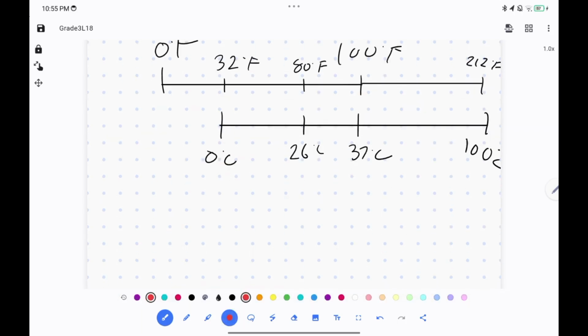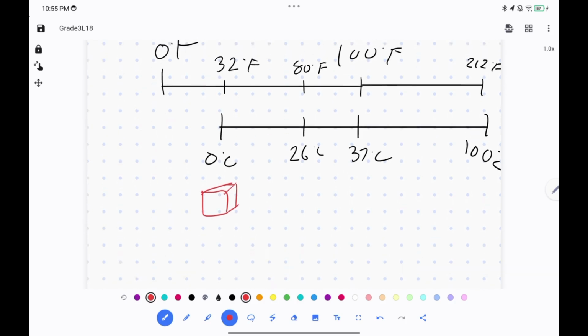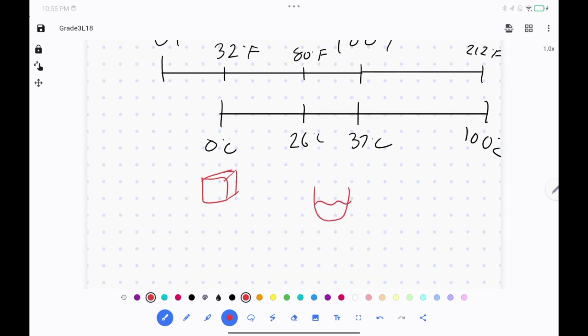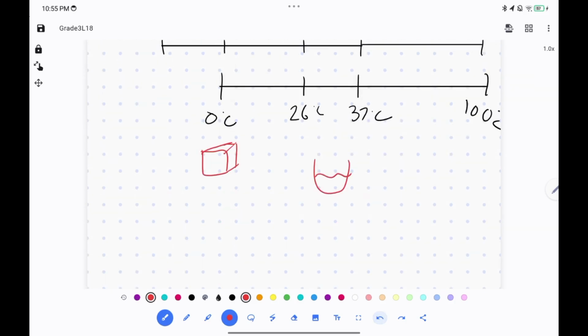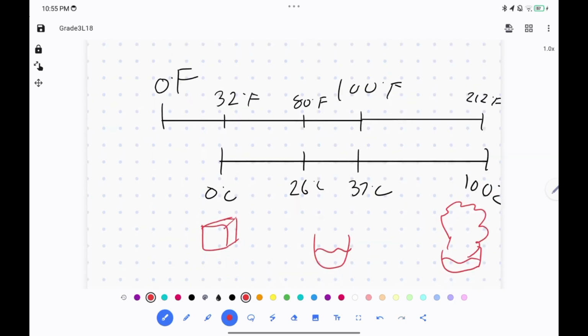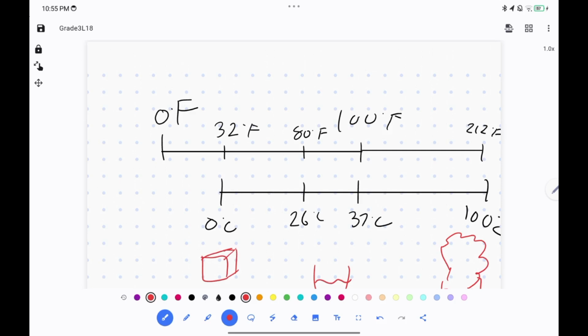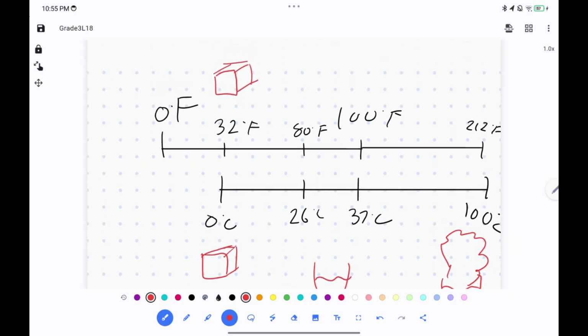At 0 degrees Celsius, the water's frozen, you get ice. Past this, you get water. And at 100 degrees, you get steam. It starts boiling off. Whereas with Fahrenheit, you get ice at 32 degrees Fahrenheit, and water starts boiling around 212 degrees Fahrenheit.